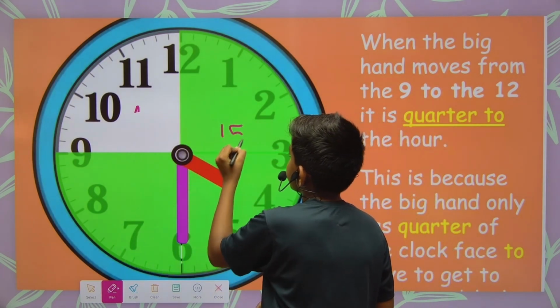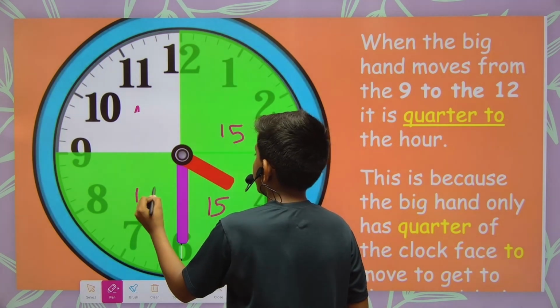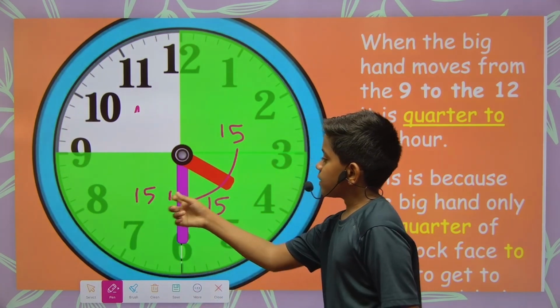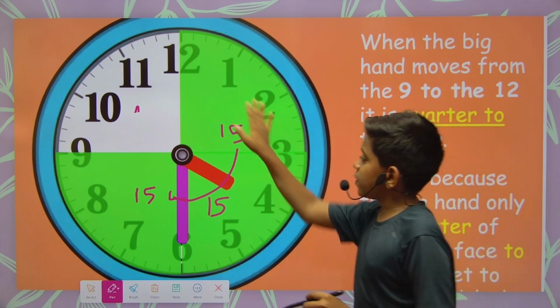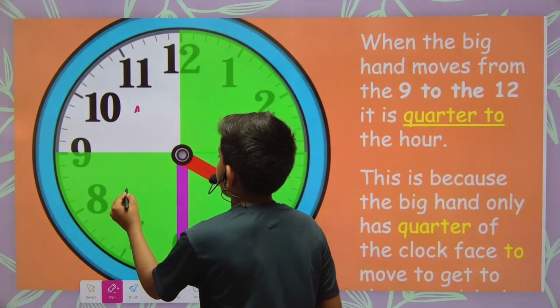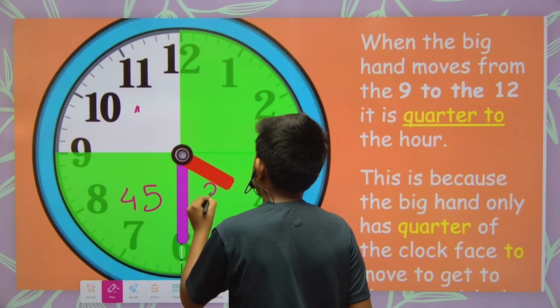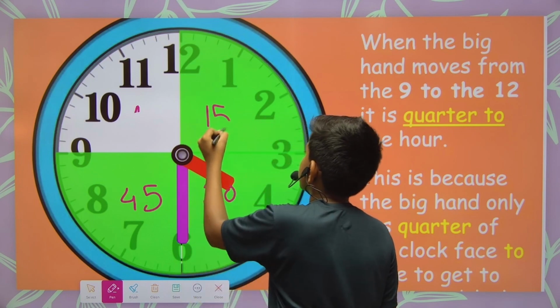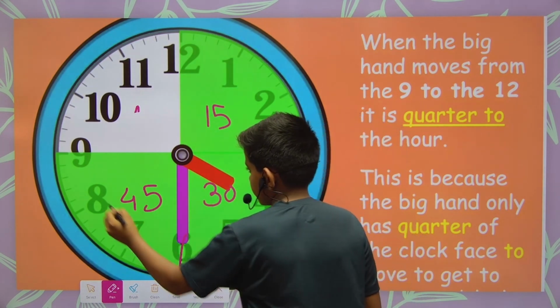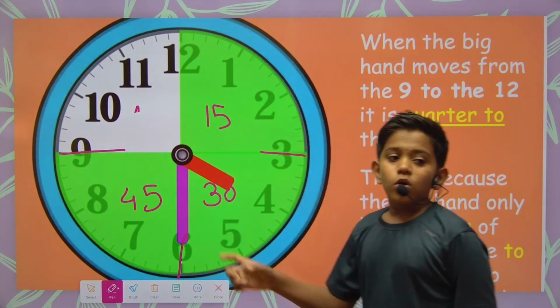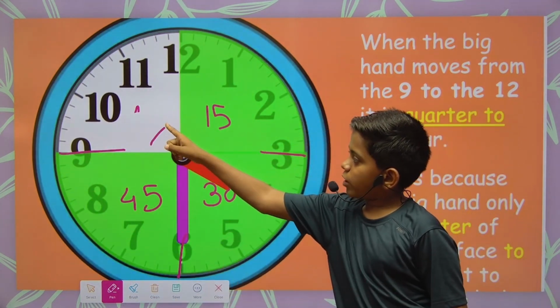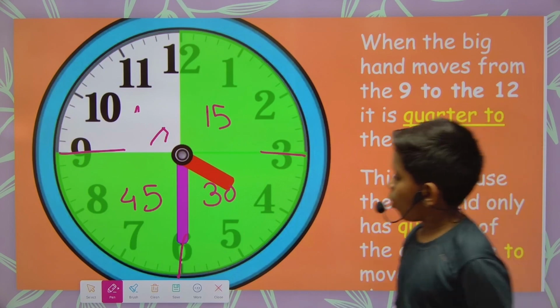Now how many minutes are completed here? Here 15, 15 and 15. 15 plus 15 plus 15 is 45. So here 45 minutes are completed. Here 30 minutes are completed, and here 15 minutes are completed. Okay. So now only a quarter remains, so we call it quarter to.